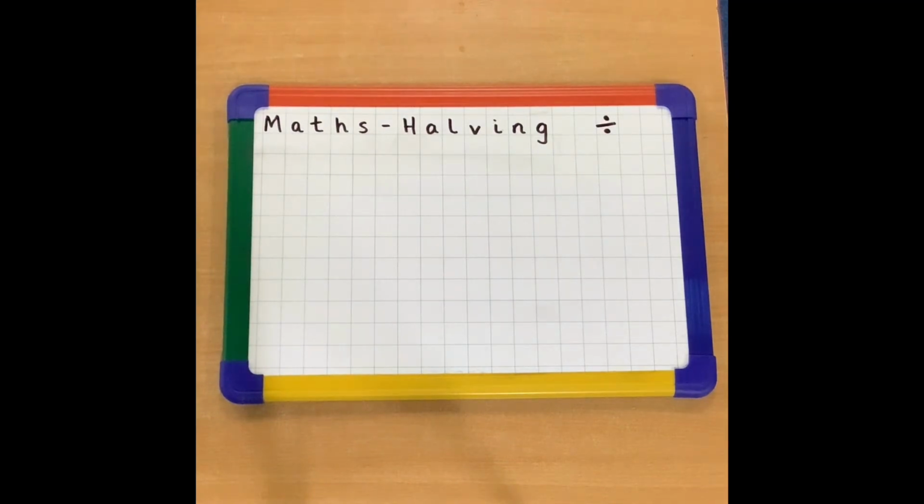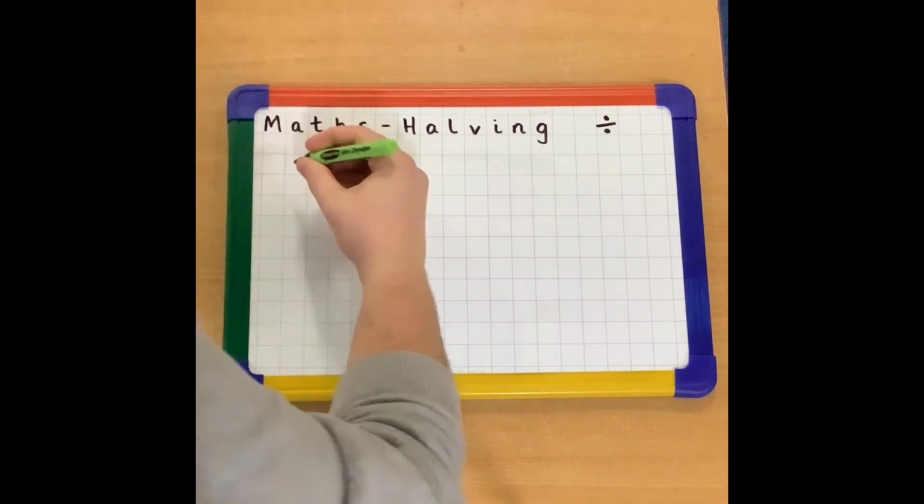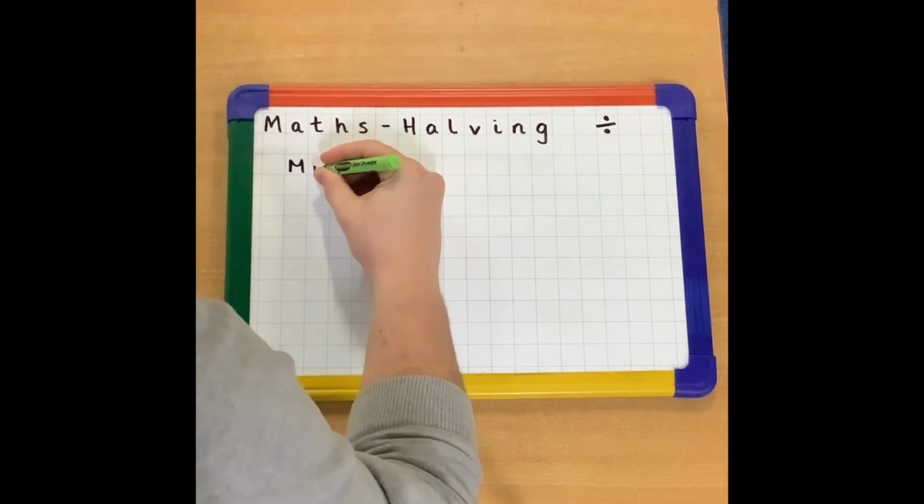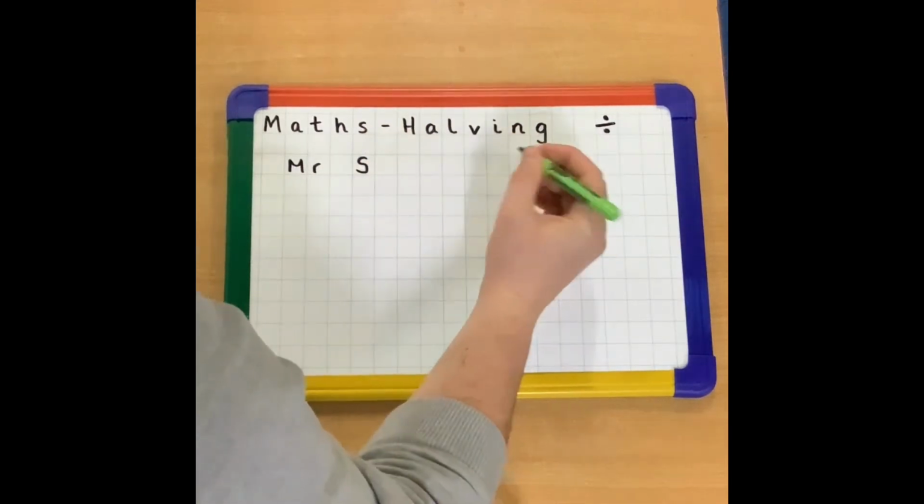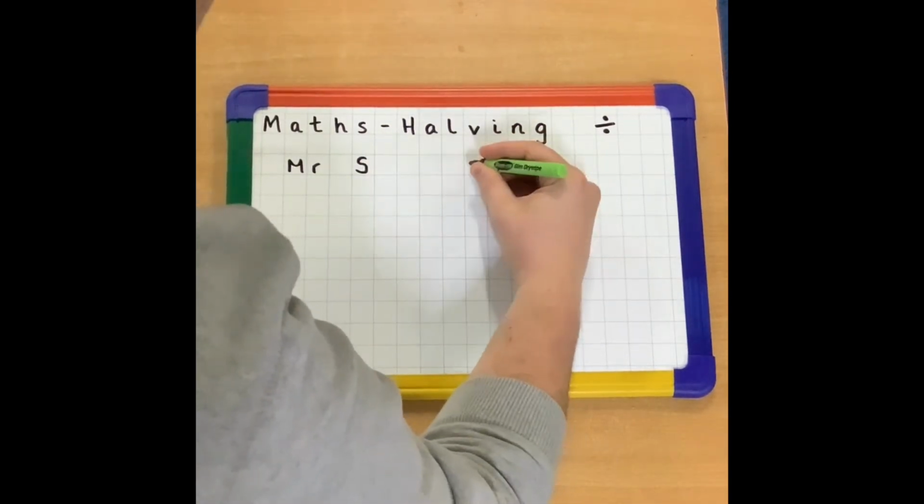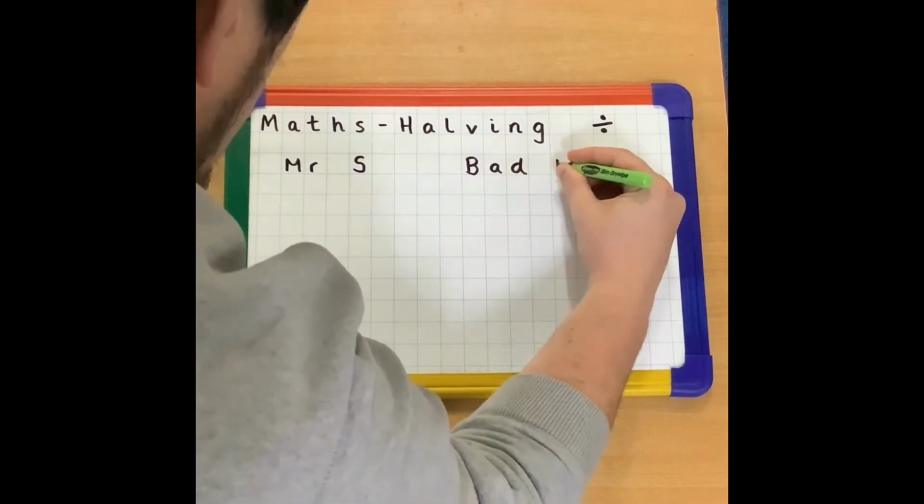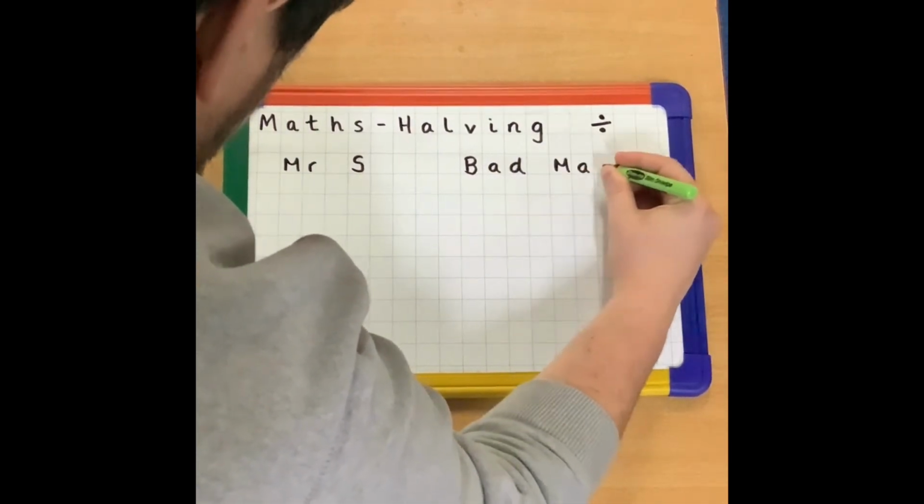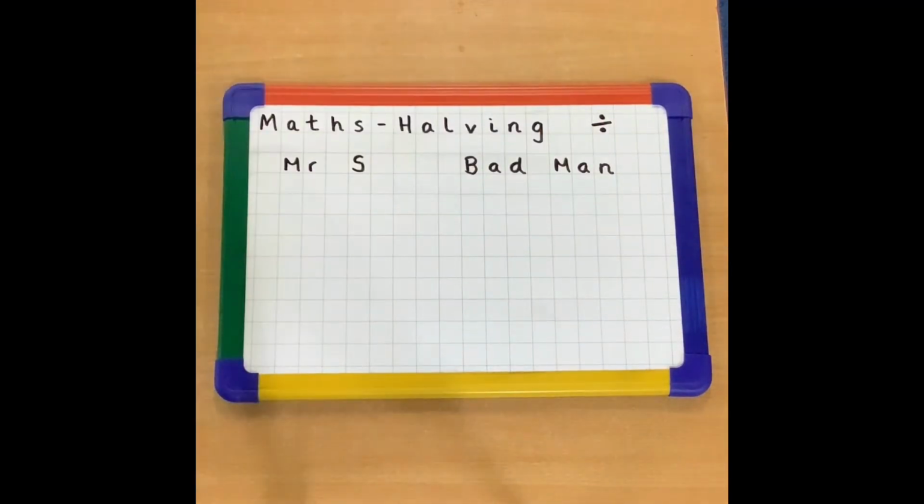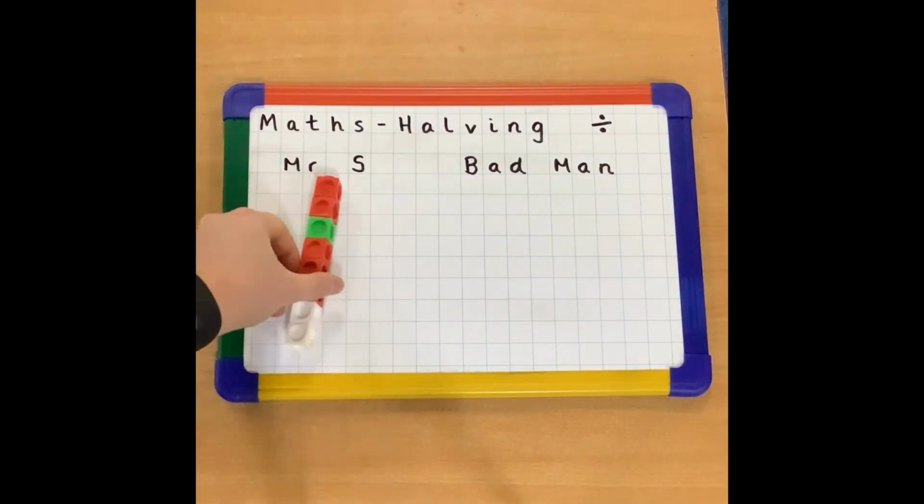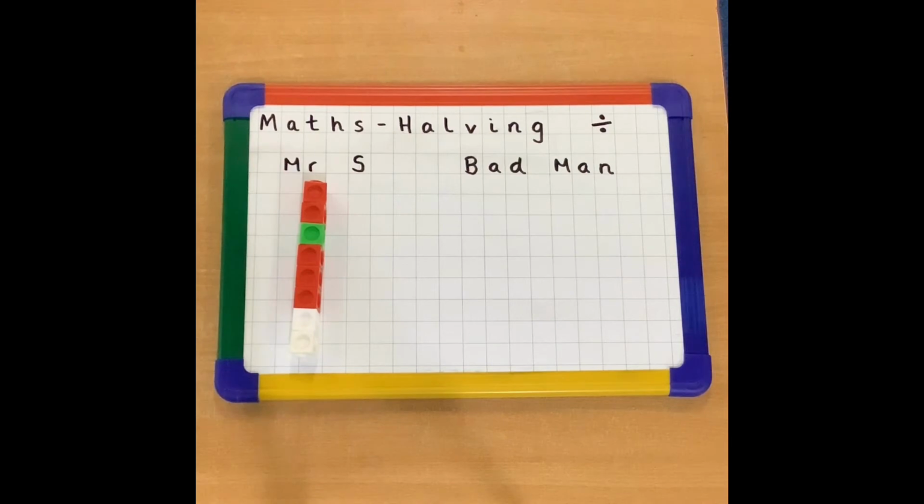So we're going to go through what happened to Mr. Stillwell. So I'm going to write this here, Mr. S, and we'll put the bad man here. And we can't use marbles because they'd roll away, so we're going to use cubes. So Mr. Stillwell started with 8 cubes, didn't he? But he had to halve those cubes because the bad man came to take them.